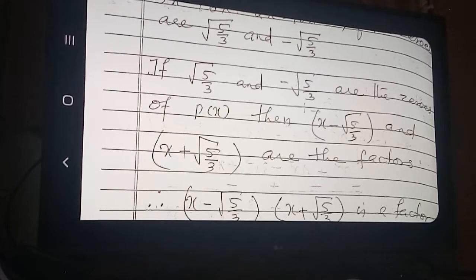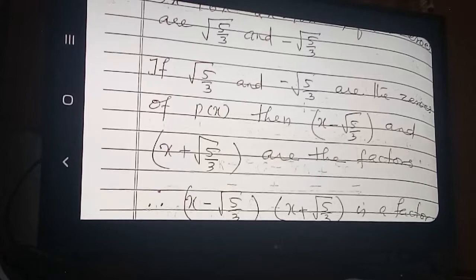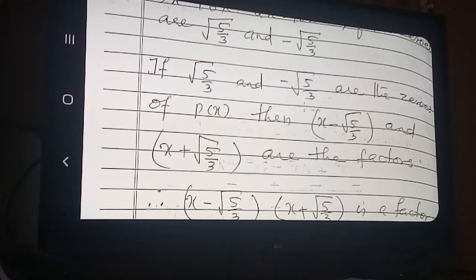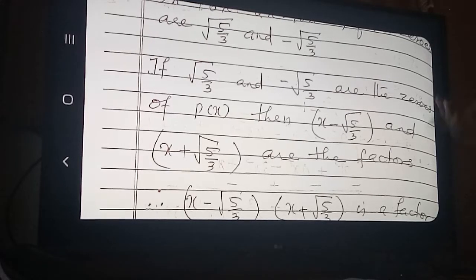If 2 is a factor of 12, very clearly we know we can divide 12 by 2, and 12 by 3 is also possible. Therefore, 2 and 3 are the factors of 12. Therefore, their product, 2 into 3, that means 6, is also a factor of 12.